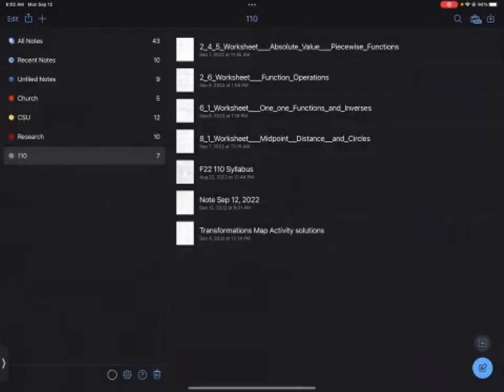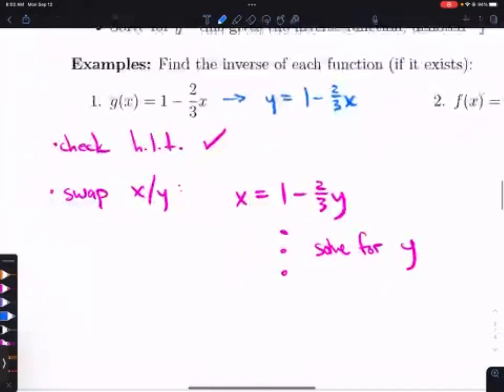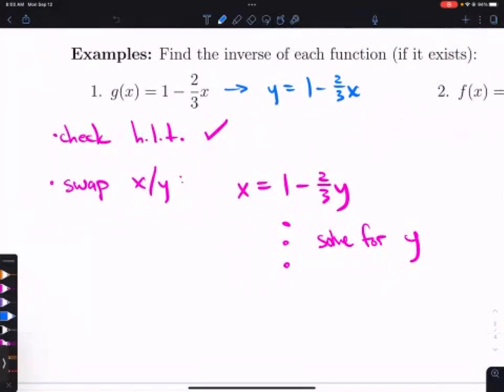Friday, we left off right about here, right? I can't remember, some classes we actually worked all the way through this example, some we didn't, I'm not sure, so let's just do it from scratch.